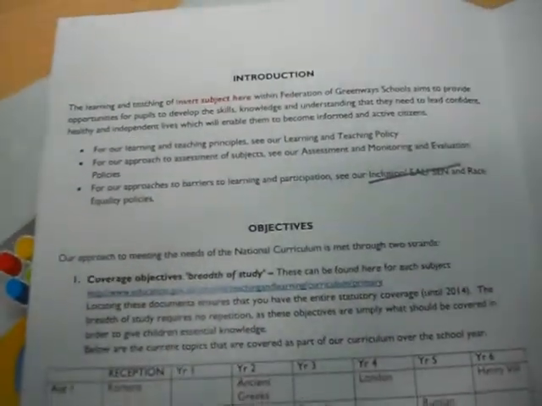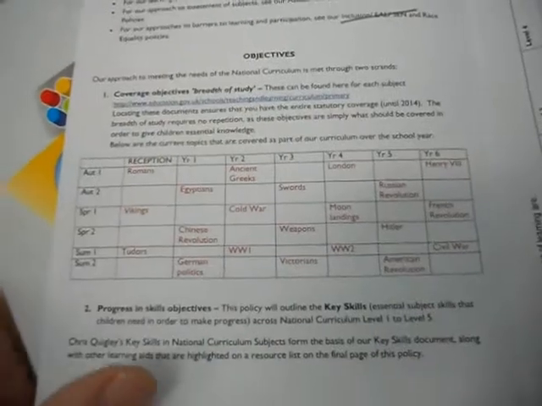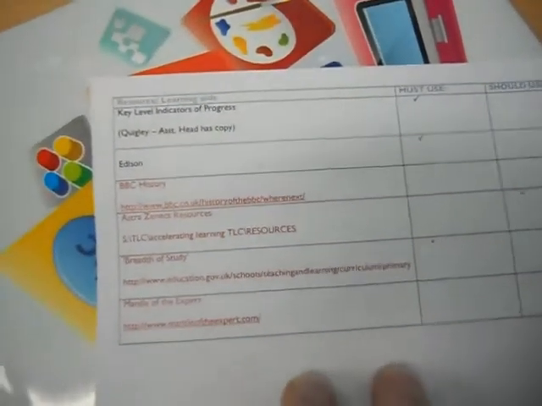The first page here is very much about the introduction, about how it works, objectives. Down here is a subject map, or a curriculum map rather, for where that particular subject will go. Over here we've got the Quigley skills, and on the back, and I'll go into all these things in a bit more detail, is a resource guide for you.